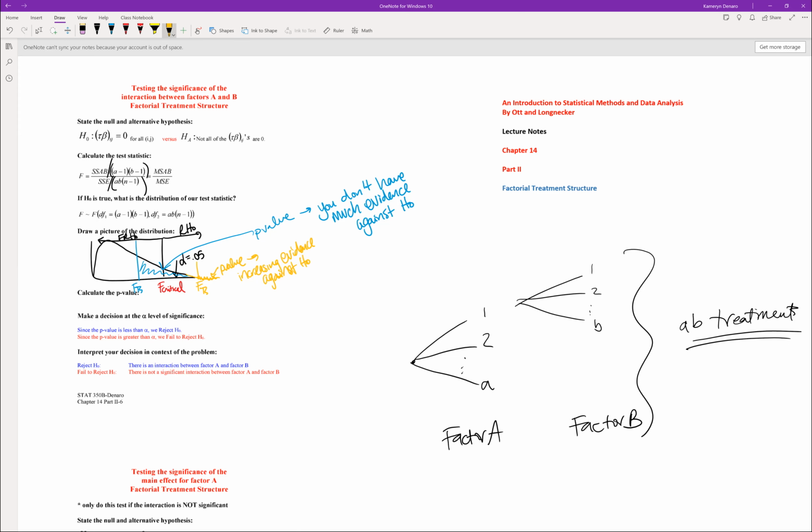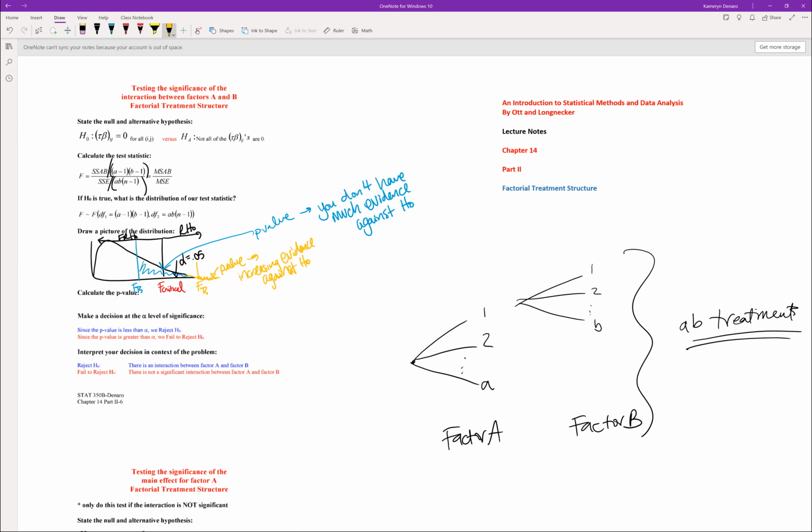So once you complete this, if your interaction term is significant, you should stop. And you say, we're going to keep the interaction term in the model. And in that case, I'm going to keep the main effects as well.